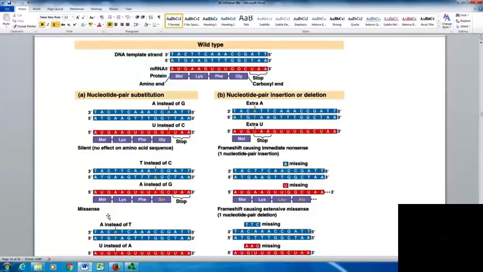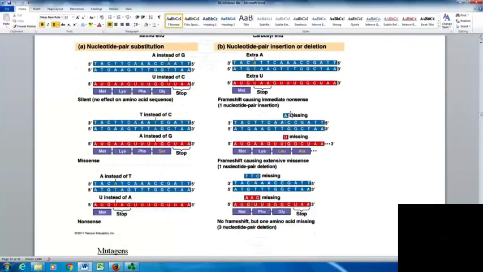When you have a nucleotide pair insertion or deletion, here you change the whole reading frame. So here you've stuck in an extra letter, and it's caused it to read differently. Here, with the A missing, it ends up with the U missing, and you end up with two different amino acids. Here you've got a frame shift with an extensive missense. Here there's no frame shift, but one amino acid is actually missing and you stop early.